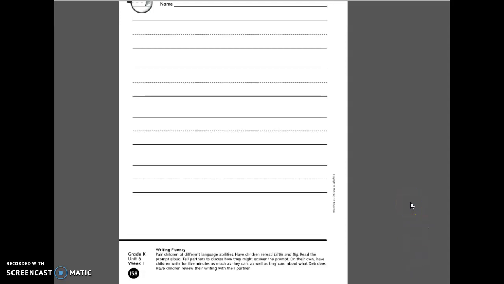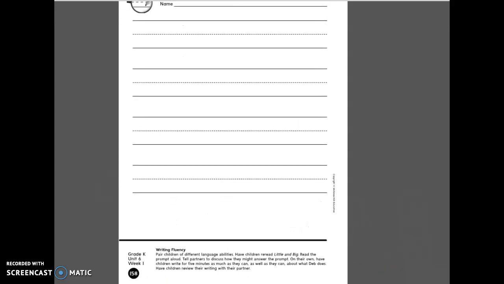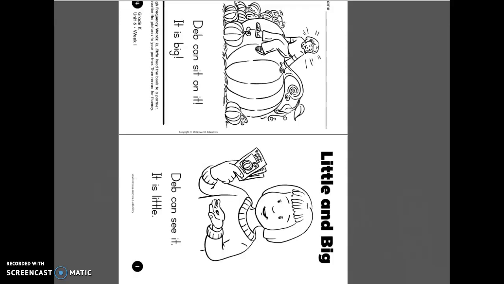For this assignment, we are going to write about the story on page 158. We're going to first read the story on the next page, and then we will go back to write. This sheet and story was in your take-home folder yesterday.